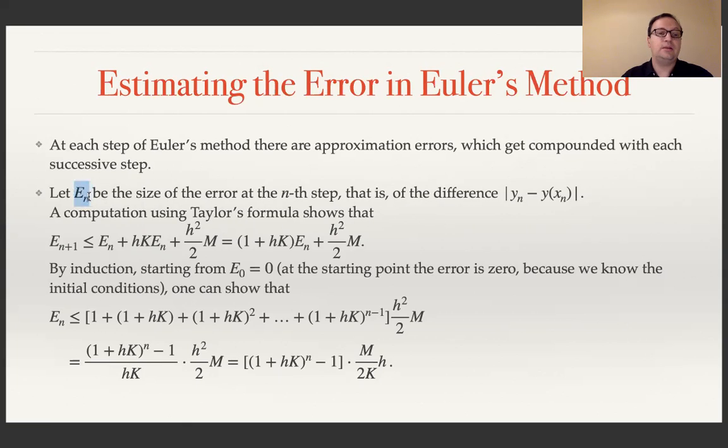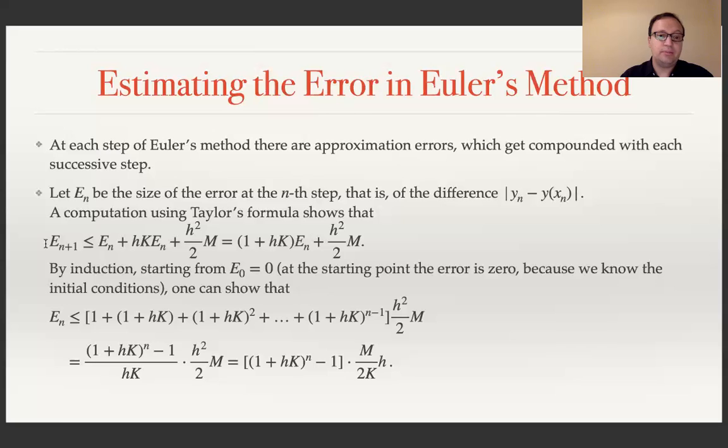Let E_n be the size of the error at the nth step. So the difference between the approximate computed value y_n and the actual value of the solution y(x_n), in absolute value. So we're just computing the absolute value of the error.